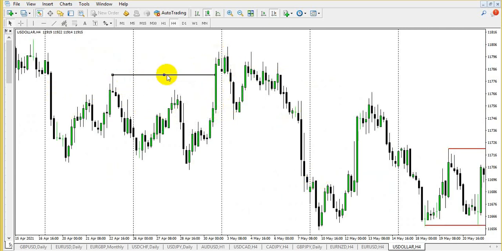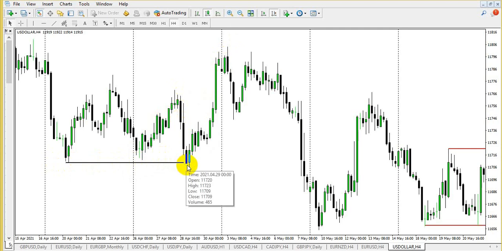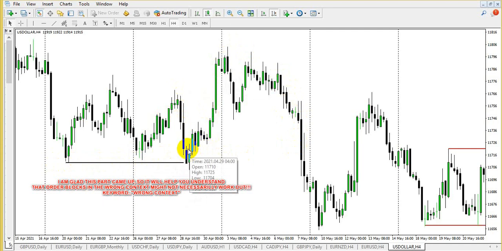I view this as a liquidity pool. Relative equal highs and relative equal lows are viewed as liquidity pools, and I expect market makers to come to hunt those areas, take out liquidity from those zones and reject. Now, in this case, there was a liquidity grab. The relative equal lows were taken. There was an impulsive move, but in this case, price didn't test the bullish order block.